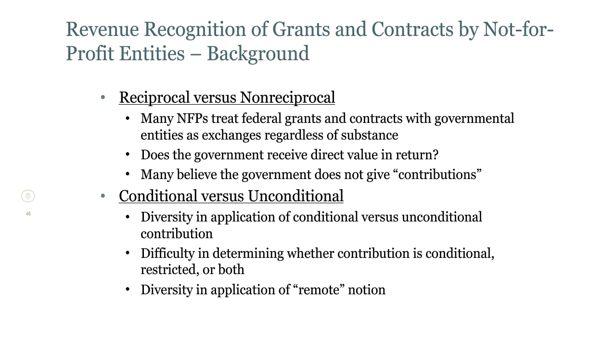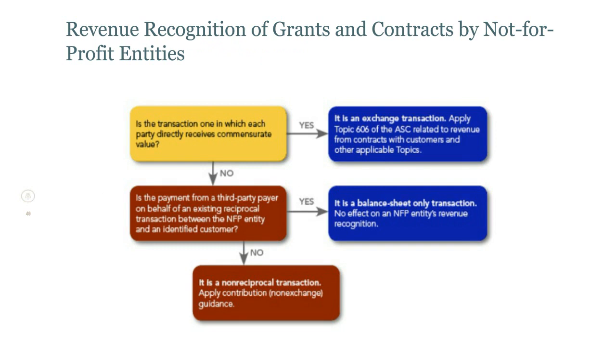And so the next slide here talks about the first step. Is there a reciprocal transaction here? And it walks you through a little flow chart saying, yes, there's an exchange, and therefore you are going to be scoped into 606, which is the new revenue recognition standard, or no, there's really no exchange, so you've got a non-reciprocal transaction, and that puts you into the contribution guidance, which is therefore scoped out of the new revenue recognition standard. So this is pretty much step one.